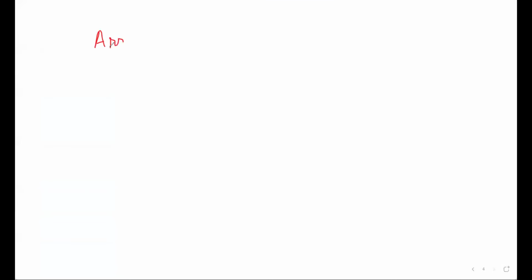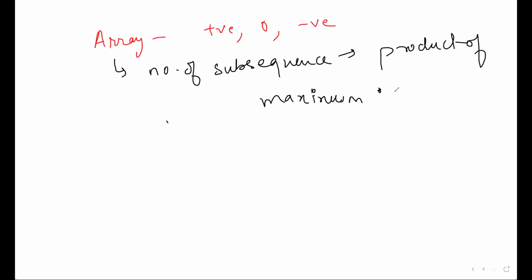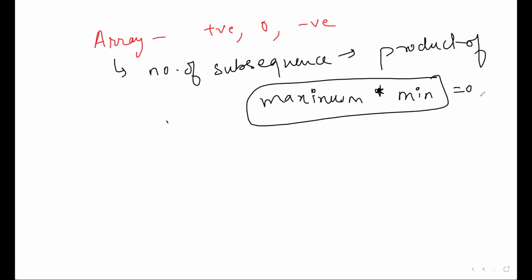So you are given an array which can contain positive, zero, and negative values. It is asking us to find the number of subsequences where the product of the maximum and minimum value is zero. From here only you can derive one observation or conclusion: maximum times minimum is zero. This needs to be zero.